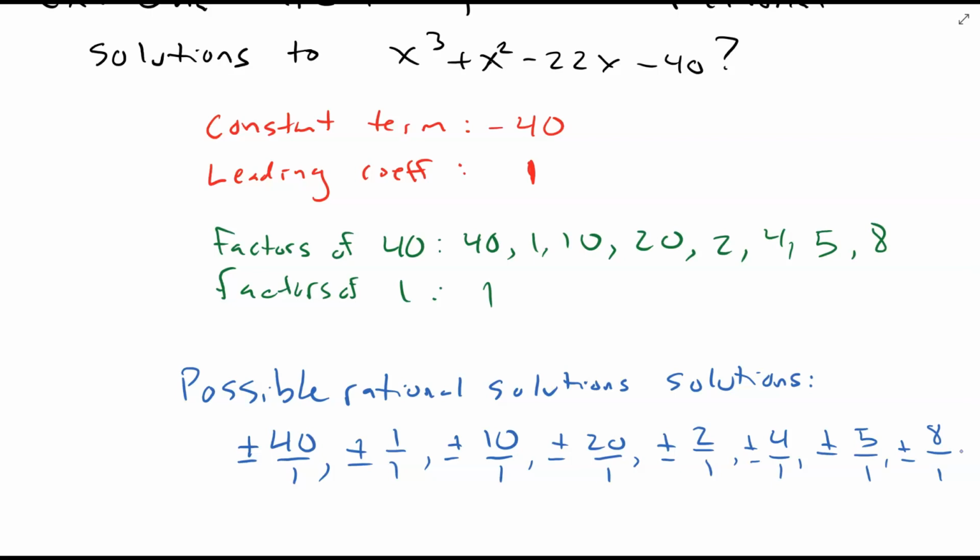Now, do the over 1s really matter here? No, right? Anything over 1 is just itself. So how many possible solutions do I have here? Well, I have 2, 4, 6, 8, 10, 12, 14, 16 possible solutions, which is not great. 16 is kind of a lot, but it's a heck of a lot better than infinitely many, right? So at least now I'm like, okay, I got to check this thing.